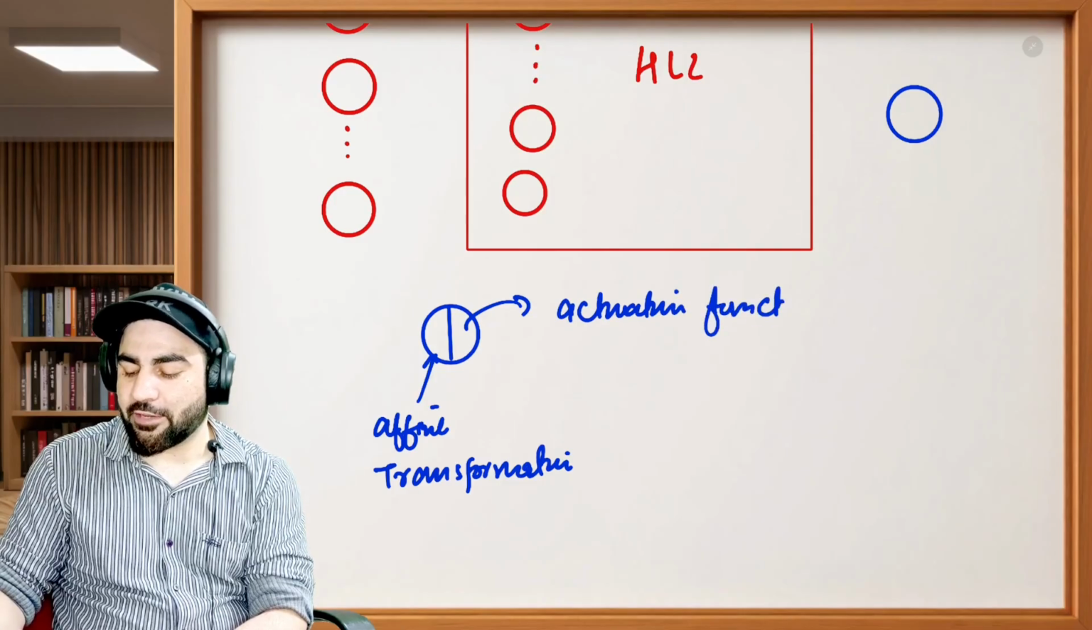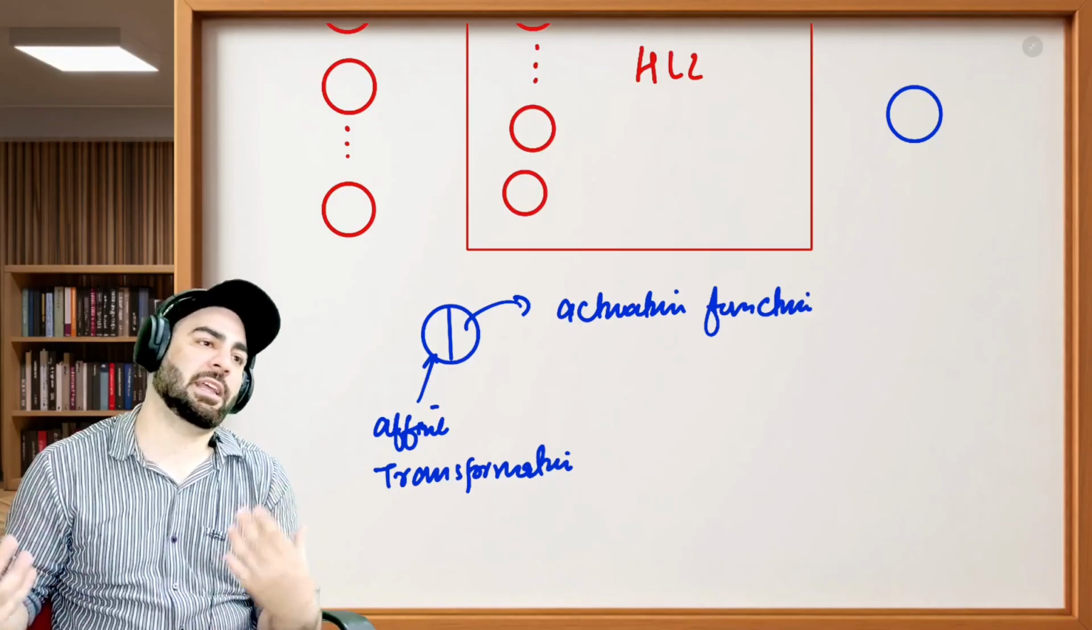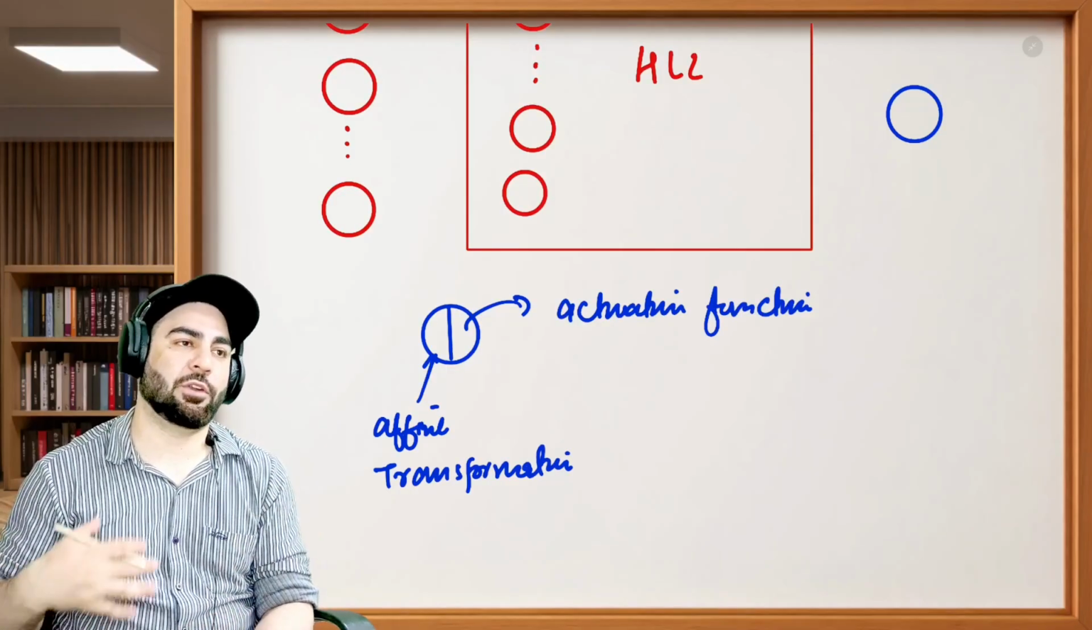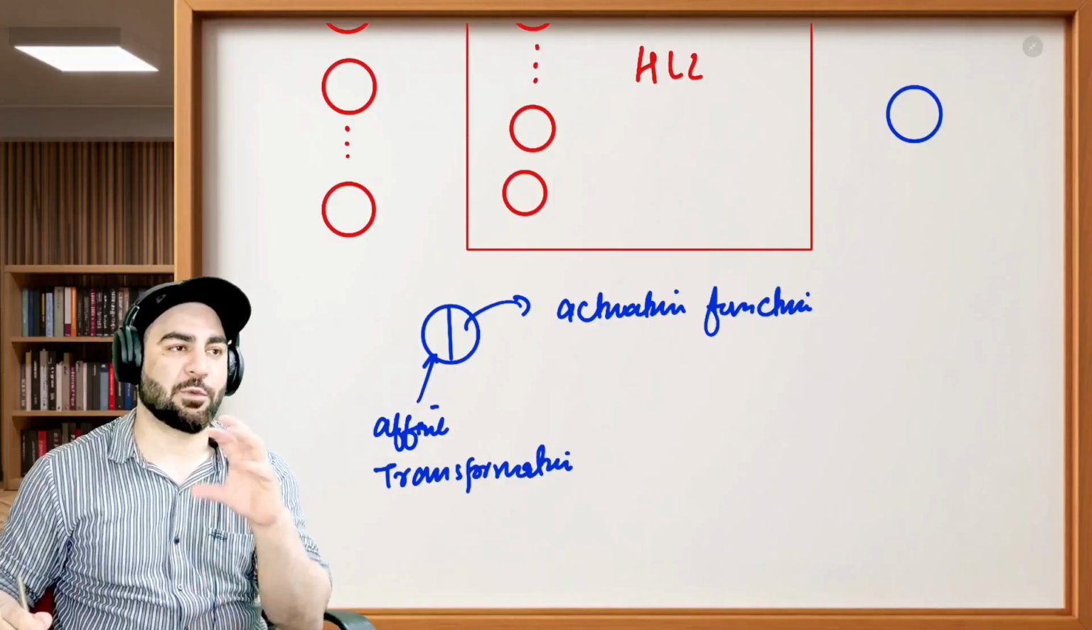So why did we use an activation function? Because if we do not use an activation function, your network is nothing better than a linear classifier. It will not do anything but linear classification. The activation function is what makes it non-linear.